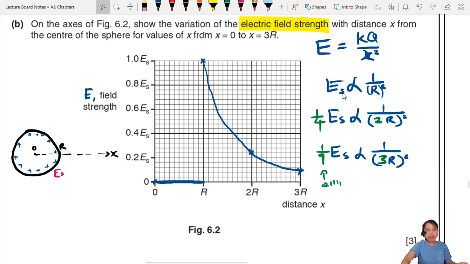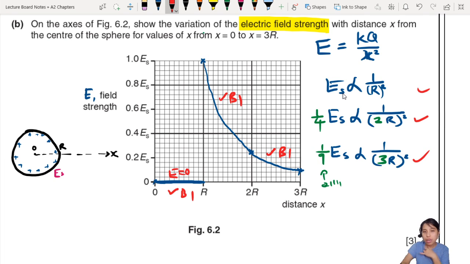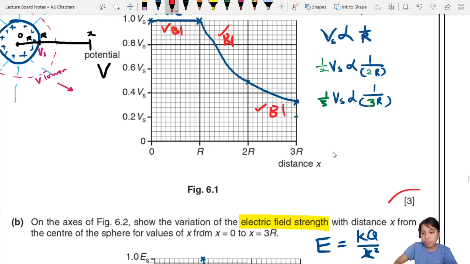Okay, so 3 marks again, as you can guess. Inside, if it's 0, correct, 1 mark. Then between the R and 2R, if it's a smooth curve, decreasing with decreasing gradient, okay, correct. The third one here, between the 2 points, correct. Okay, so they actually check the points, so it's good to do all this calculation to see exactly where it will pass, at least for each R, when they ask this kind of thing. If you get all 3 marks, 3 marks here, 3 marks here, done.